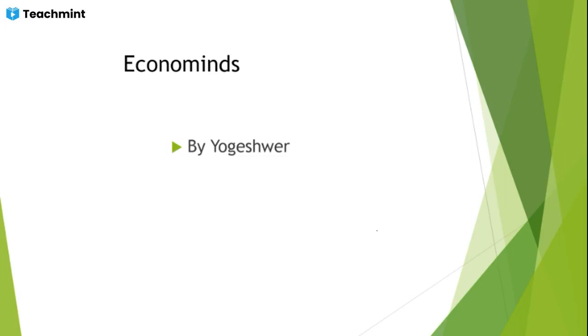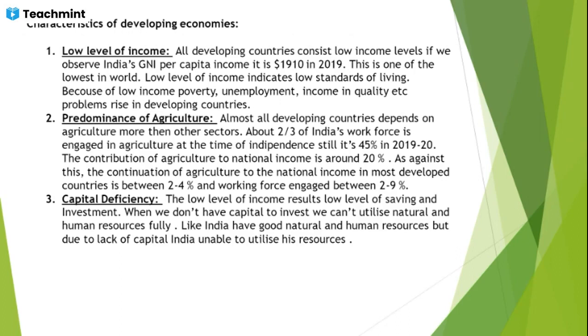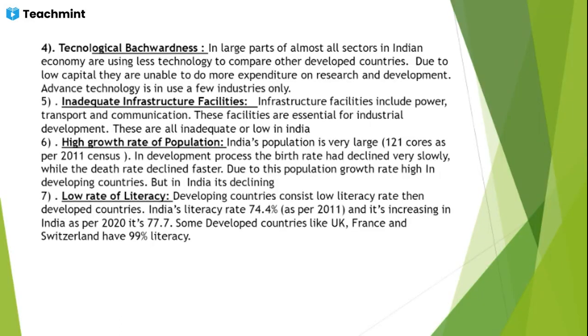In this video, we are going to discuss: analyze critically the characteristics of a developing economy with special reference to India. In the last video, we discussed the introduction and some characteristics like low level of income, predominance of agriculture, capital deficiency, and technological backwardness. These four points and the introduction we discussed in the last video. If anyone is new, please watch the first video. Today we start with the fifth one.